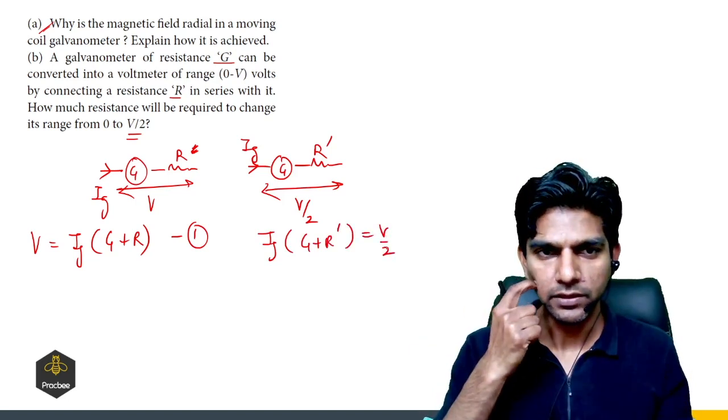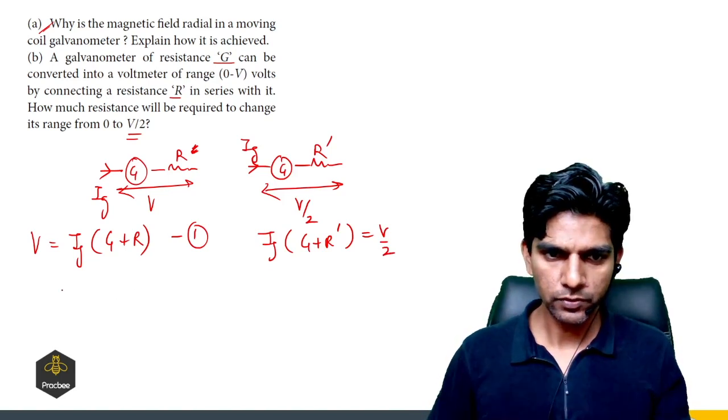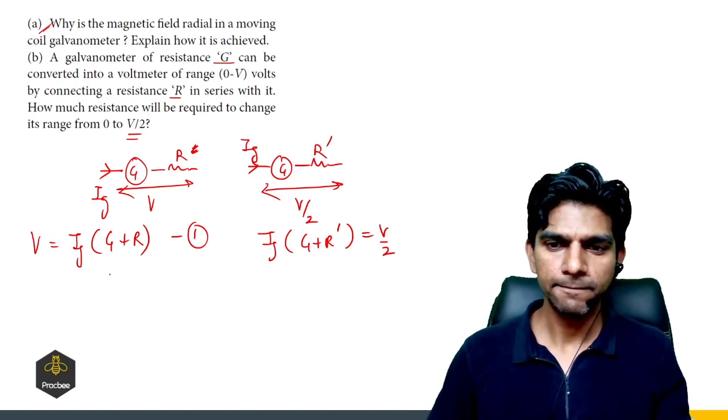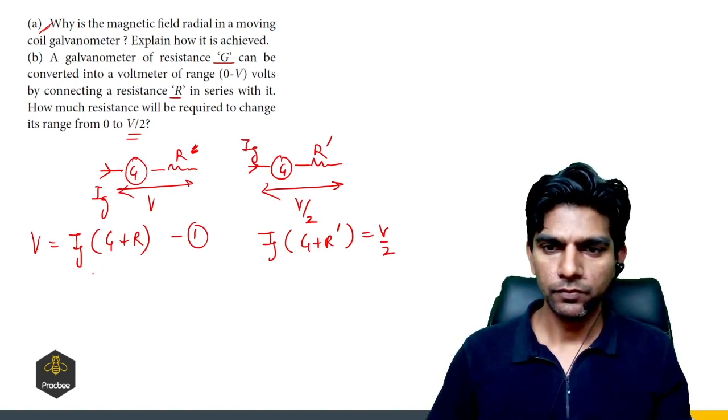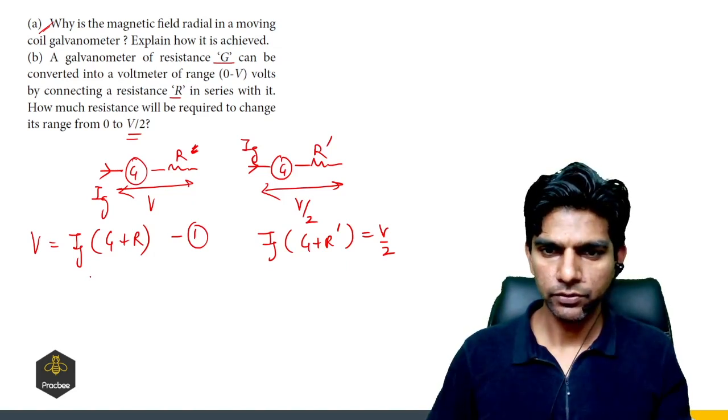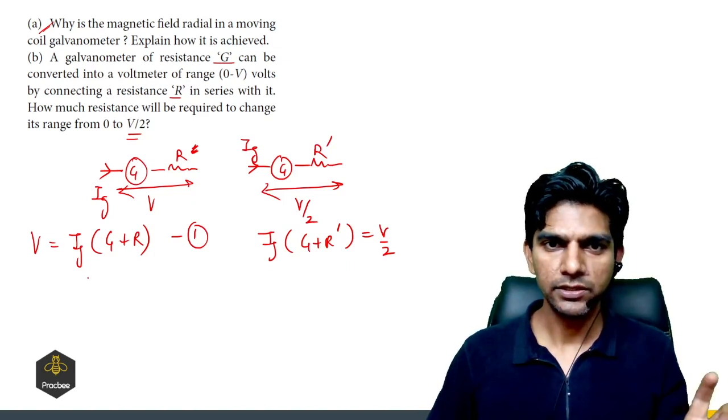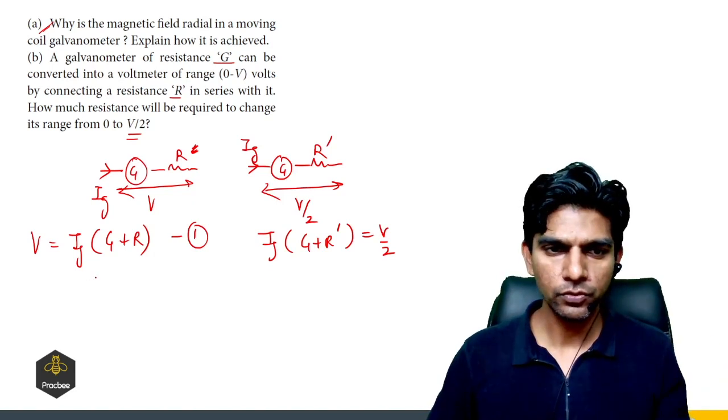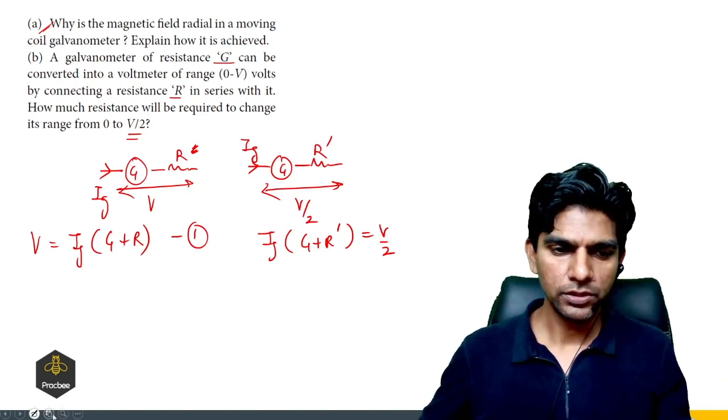So we have to find the resistance. So how many unknowns are there? Ig is unknown to us. That is not given in the question. G is given in the question. So we can eliminate Ig.